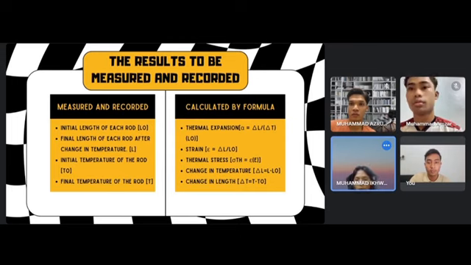were recorded. Next, there are a few results that should be calculated by formula, such as thermal expansion coefficient, alpha, by the formula delta L over delta T times L naught. Second is strain, which is delta L over L naught. And the third one is the thermal stress, which is the strain times the coefficient for each material. And lastly, the change in temperature for each interval and the change in length also for each interval.